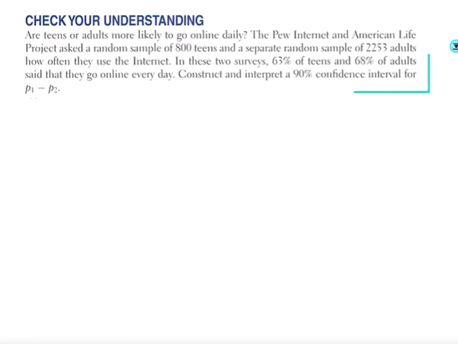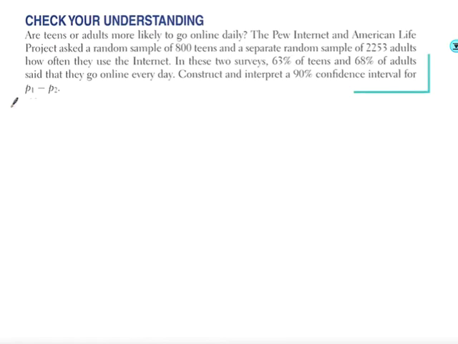So check your understanding. Are teens or adults more likely to go online daily? The Pew Internet and American Life Project asked a random sample of 800 teens and a separate random sample of 2,253 adults how often they use the Internet. In these two samples, 63% of teens and 68% of adults said they go online every day. Construct and interpret a 90% confidence interval for P1 minus P2.